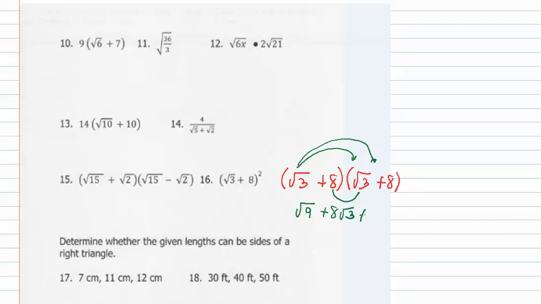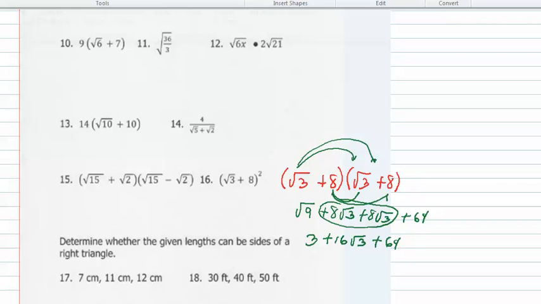Then an 8 and a radical 3 again, because we're multiplying it. And then 8 times 8 is positive 64. Okay, so now what's the square root of 9? 3. I'm going to combine the radical 3's together. I have 8 plus 8. 8 plus 8 is 16 radical 3. And then it's going to be plus 64.